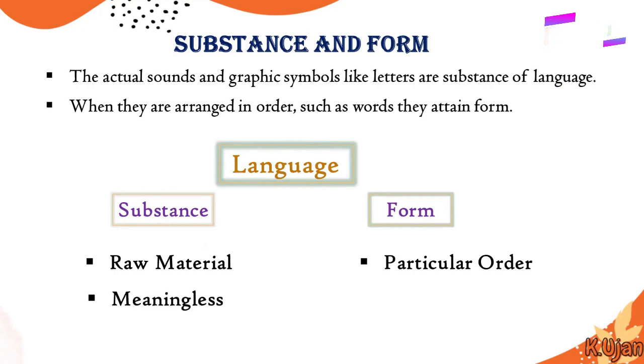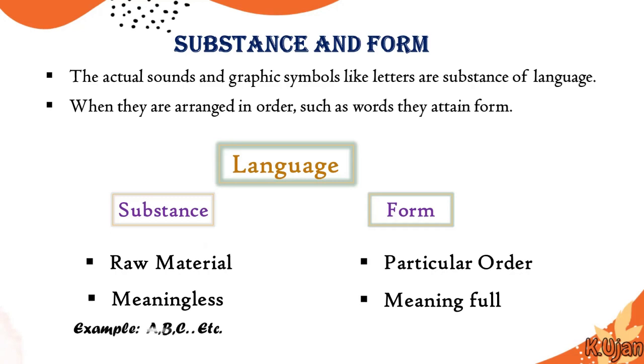Substance is meaningless. It has no meaning. And the form, certainly it is meaningful. Substance is like ABC, etc. So it is meaningless. It is the raw material of language. On the other hand, we say, for example, apple, Kate. So these are actually words. These are meaningful. They are arranged in a particular order.